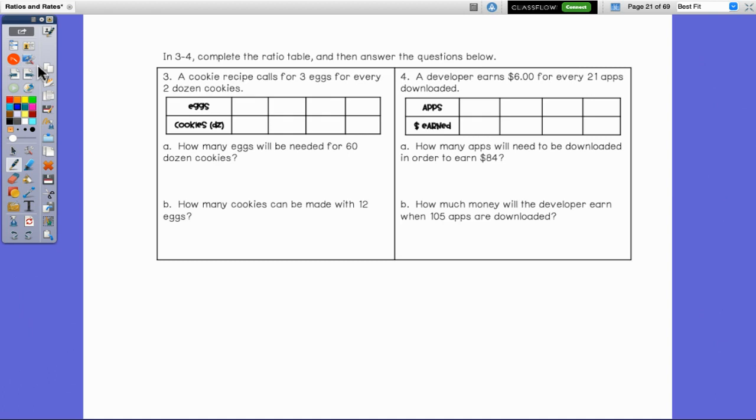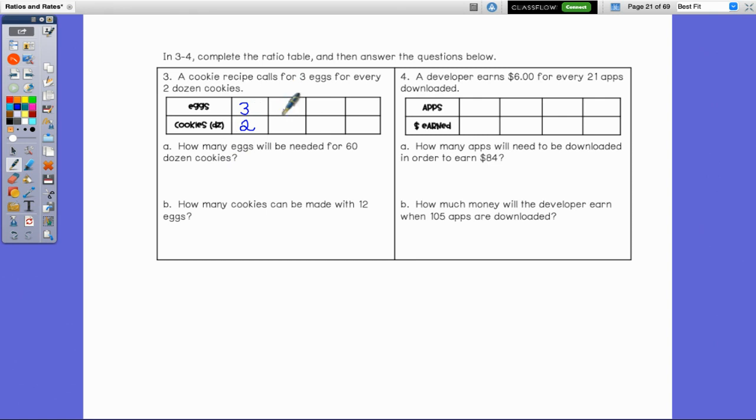In questions 3 and 4, complete the ratio table, then answer the questions below. A cookie recipe calls for 3 eggs for every 2 dozen cookies. How many eggs will be needed for 60 cookies? 60 dozen cookies. Well, we can complete a table first, and then we'll answer some questions.